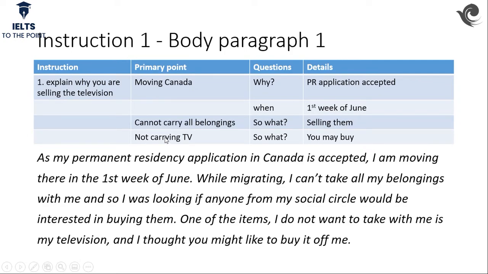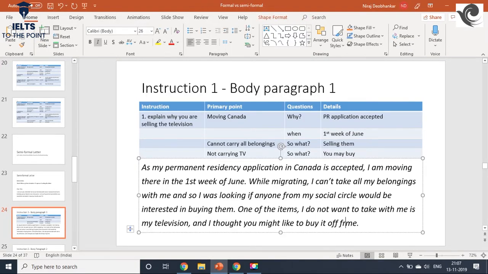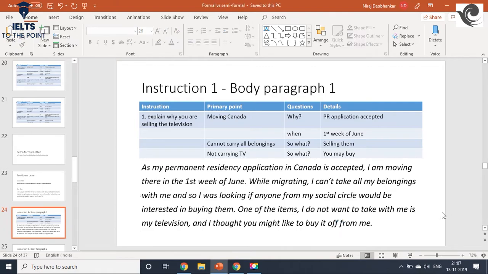Now coming to the next primary point, you are saying that I am not carrying the TV. So what? So I think you may buy. One of the items I do not want to take with me is my television, and I thought you might like to buy it off from me. Okay, this should be "buy it off from me".